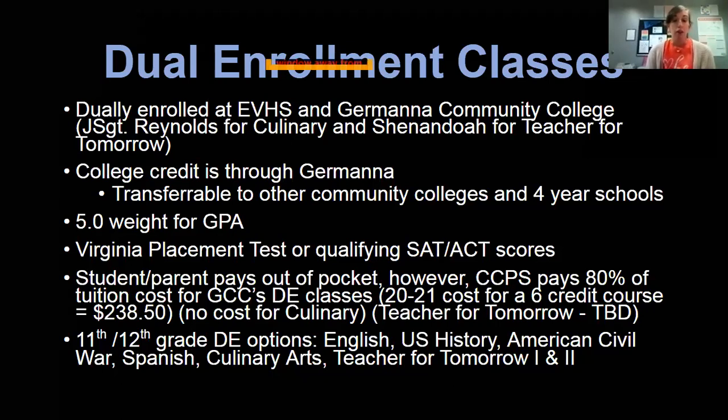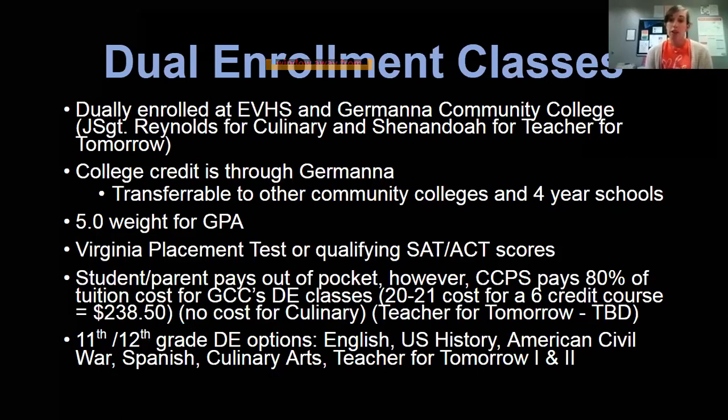They are weighted on the 5.0 scale for your GPA. So for example, if you get a 5 in your dual enrollment class, that's 5 points towards your GPA. So it really can help boost your GPA if you do well in these classes.